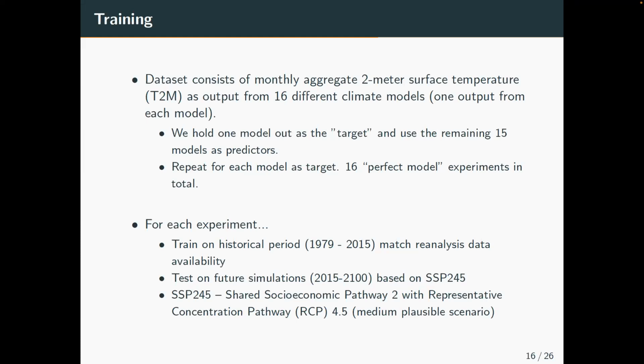We're going to hold it out and use the 15 to predict the 1. And then we're going to repeat that procedure. So essentially, jackknifing out models and looking at the average error across all of the models, and also getting some idea of the variability there. The idea here is a very common technique used in climate science, where you call these perfect model experiments, because we're essentially going to treat one model as if it was the actual climate.